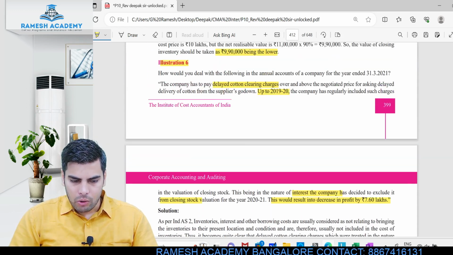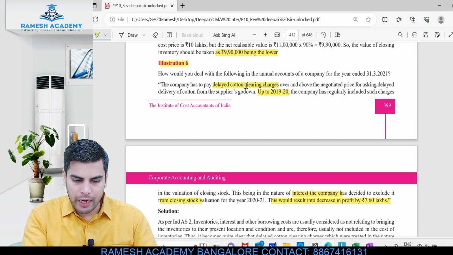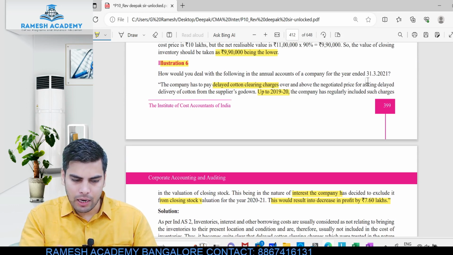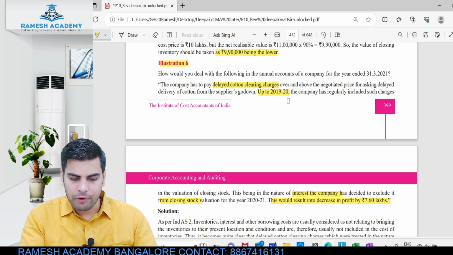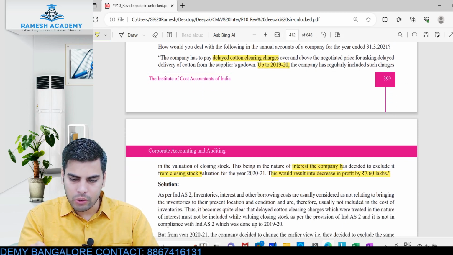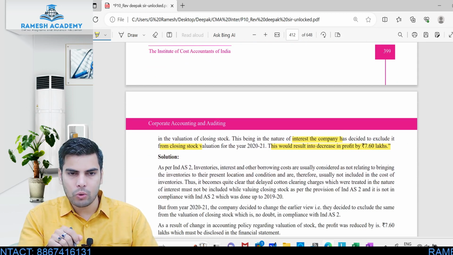Alright, now look at the question, understand the question carefully. What are they telling? The company has to pay delayed cotton clearing charges over and above the negotiated price for delayed delivery of the cotton from the suppliers up to 2019-20. The company has regularly included such charges in the valuation of inventory. This being the nature of interest, the company has decided to exclude it from the closing stock.